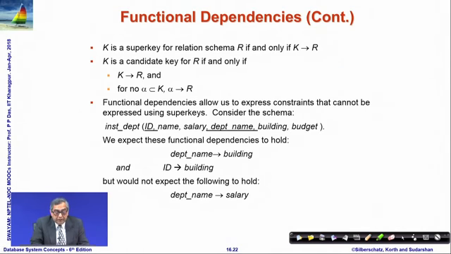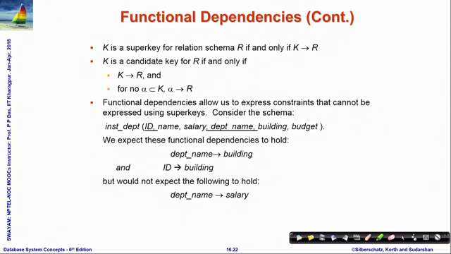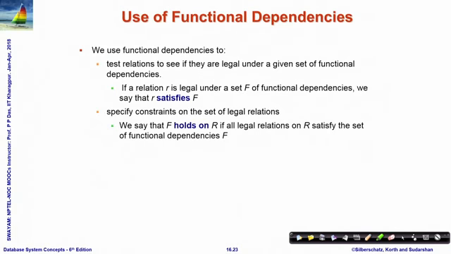So, we can say that there are different functional dependencies. For example, in the inst_dept combined relation, we know that department name functionally determines building, ID functionally determines building, so these are functional dependencies that must hold, but certainly you would not expect department name to functionally determine salary, that would be too much, right. So, functional dependencies are facts about the real world that we try to understand from the real world and then represent in terms of the functional dependency formulation in the database.